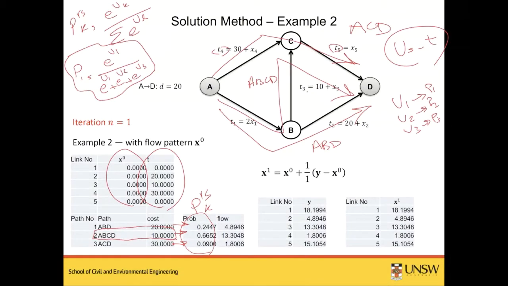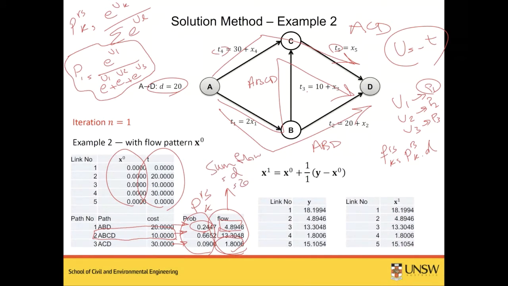And then how do I convert P to F? We said F_rsk is actually P_rsk multiplied by the demand. So I just need to simply multiply these P values with the demand. Demand was 20. So I just multiply these probabilities by 20 and I get flows. And again, you can check the summation of these flows. The sum of these flows must be equal to the demand, which is 20, right? So just checking if everything is correct.